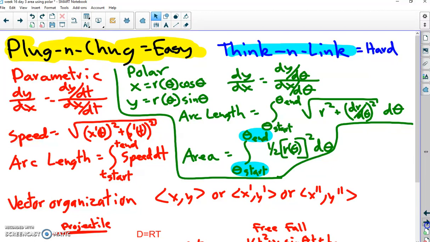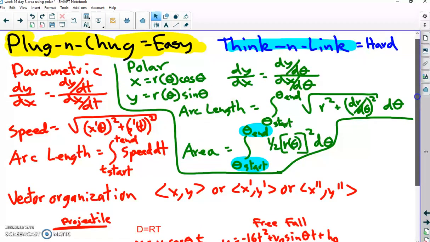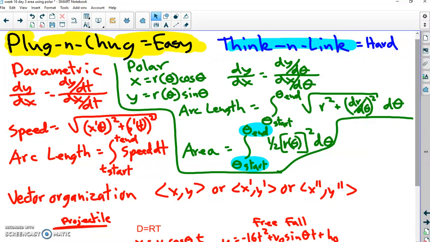You love plug and chugs. Let's look at the parametric. What stuff would you say is plug and chug on the parametrics? Dy dx, love it. Speed, arc length, everything. Maybe in the red. Now maybe some of you don't like the projectile part in the red. That could be a little bit of a think and link, because what you're linking is, okay, there's an X movement, which is middle school math, and then there's a Y movement, which is free falling calc 1. And you might say that's a think and link because there's two types of movement at once. Fair enough.